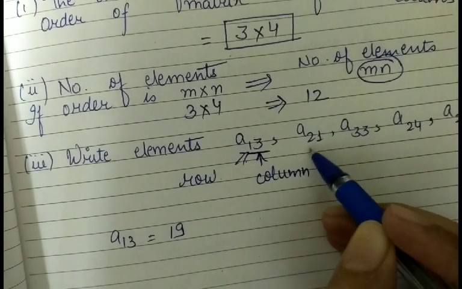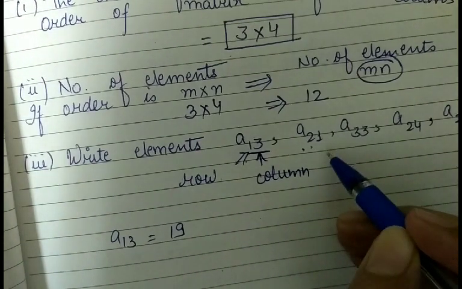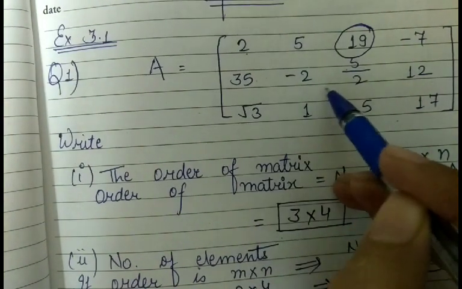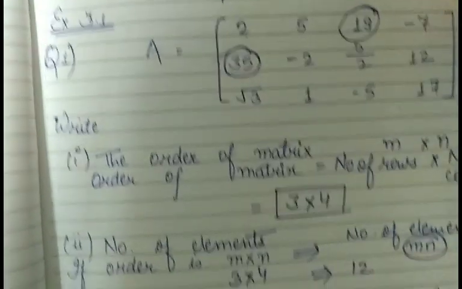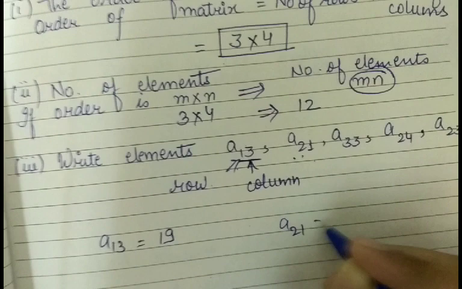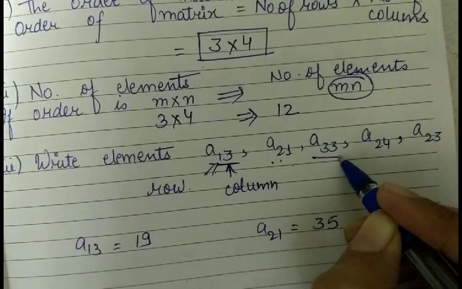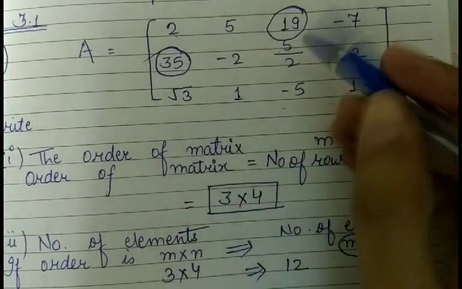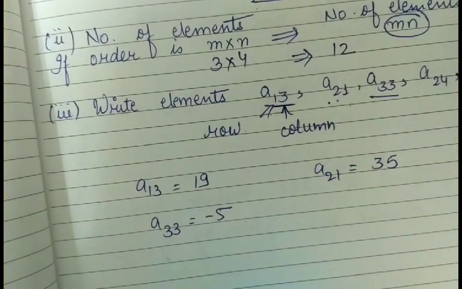Then we have to write the element A21. Means we have to find the element of the second row and the first column. Element of the second row and the first column will be 35. So A21 will be given by 35. Next we have to write element of the third row and the third column, that is -5. So A33 will be -5.